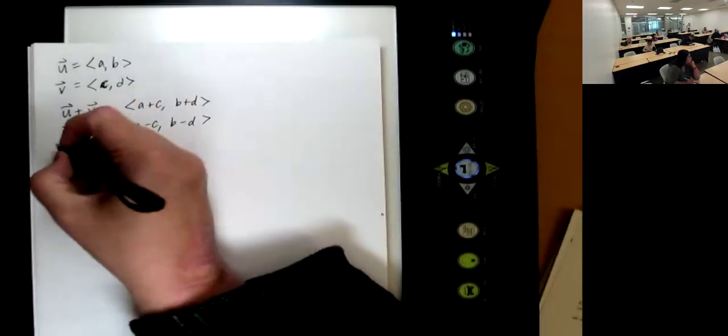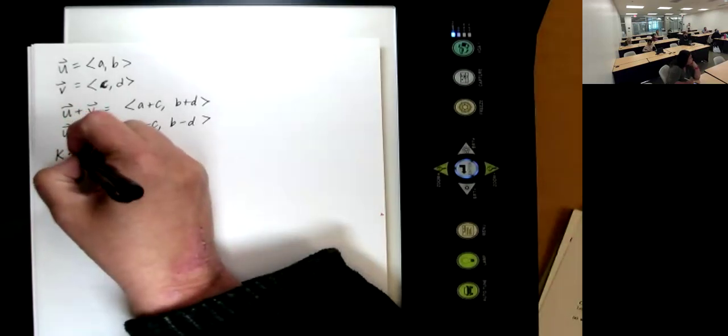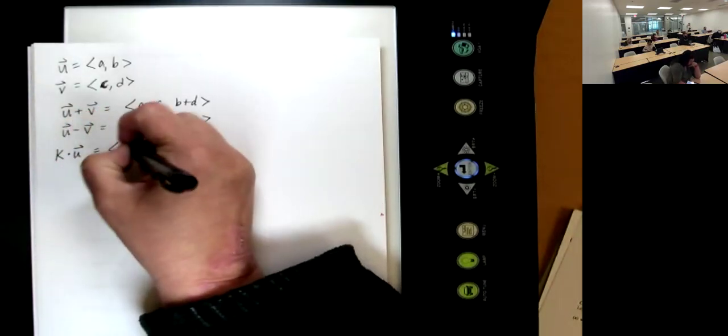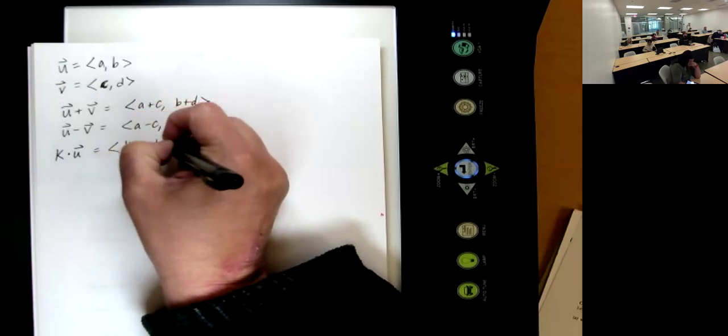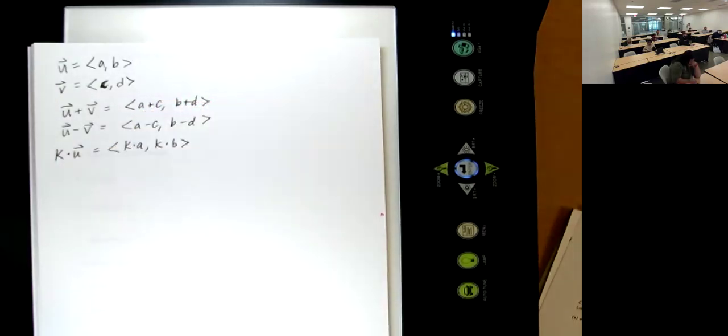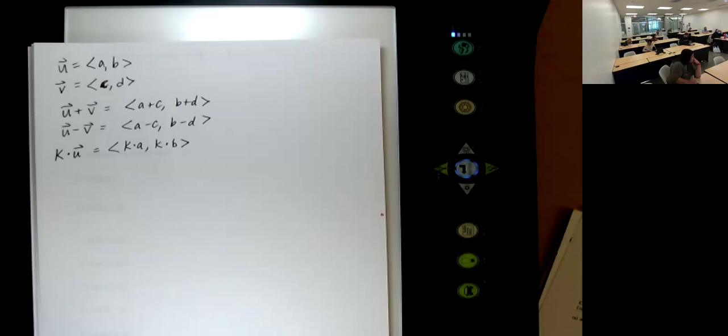We talked about scalar multiplication, k times u, is gonna be (k times a, k times b). You can just move the multiplier inside like you're distributing.